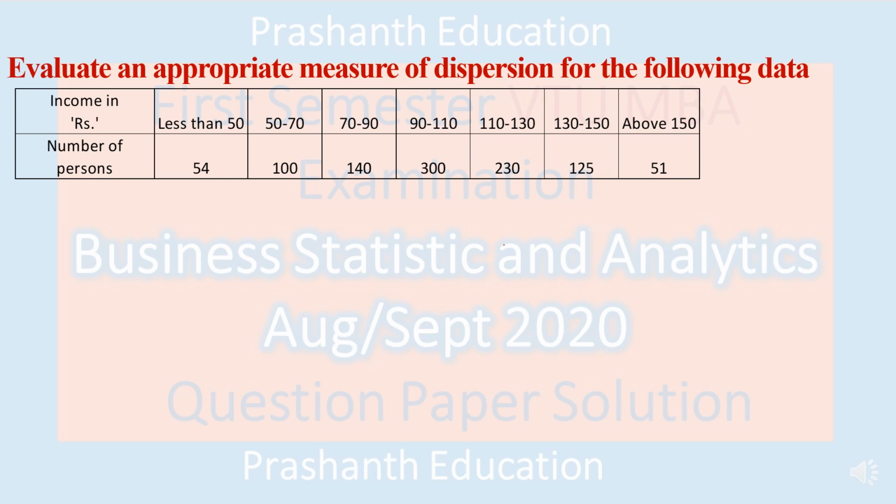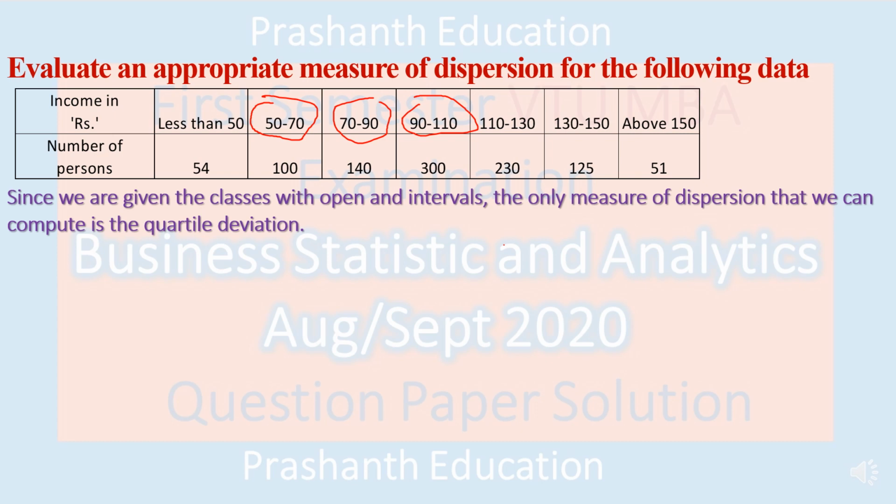If you look at the data, this is an interval, this is an interval, this is an interval. So they have given us an interval data. So what we can do is we can use quartile deviation for it. Q1 and Q3 we can calculate and we can give a quartile deviation. The quartile deviation is the measure of dispersion which we can compute.